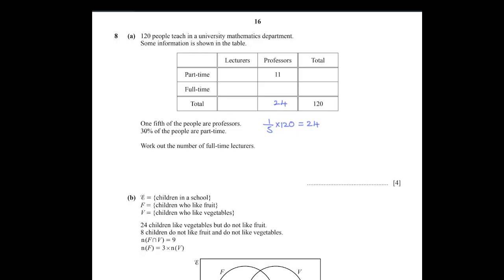Okay, then 30% of the people are part-time. So this column will be filled. So find out 30 by 100 into 120. You can do it without a calculator. So 3 into 12 is 36. So 36 people are part-time. This is 36 total.